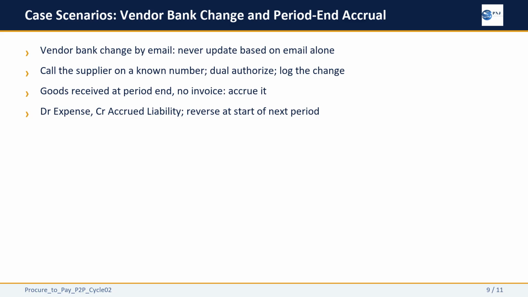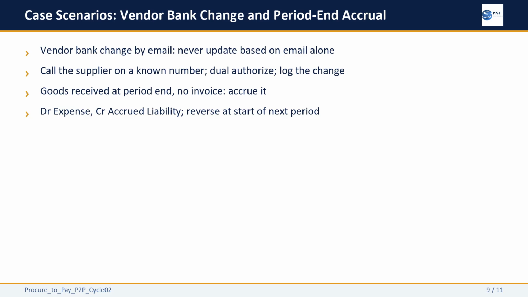The fourth scenario is goods received at period end with no invoice yet arrived. This is an accounting accuracy issue that requires an accrual: debit expense, credit accrued liability. The accrual is reversed at the start of the next period when the invoice arrives. If this is not done, profit is overstated for the period, and the next period's invoice creates a double hit to expenses.